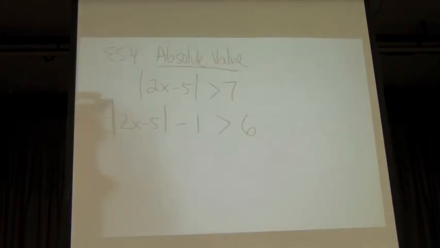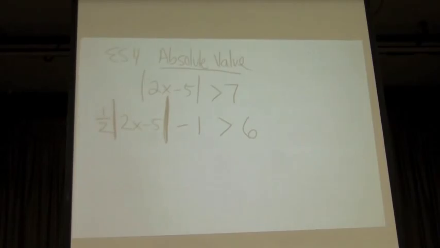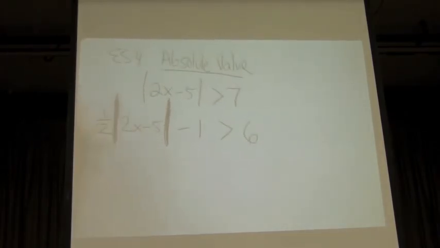Number 4 is absolute value. All right, so first off, you need to isolate what's in the absolute value bars. So you've got to perform algebra to get rid of the stuff that's there. So what's the first step?